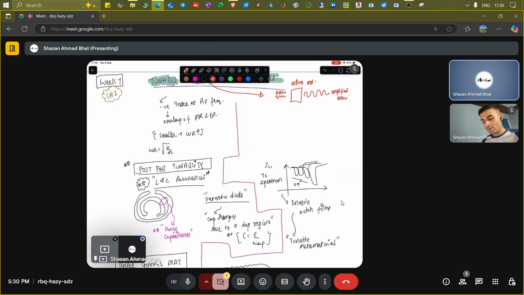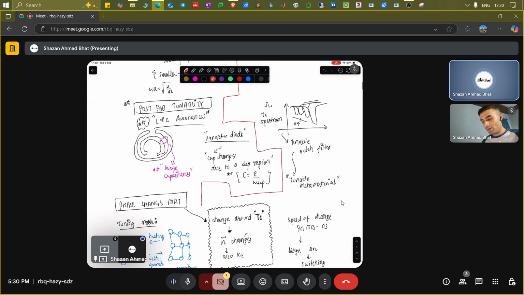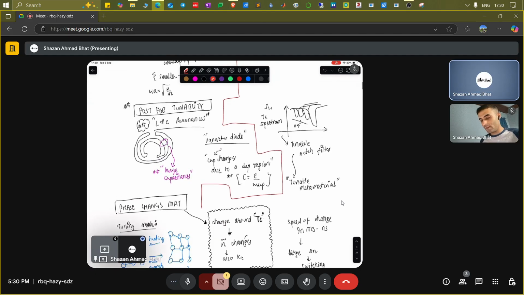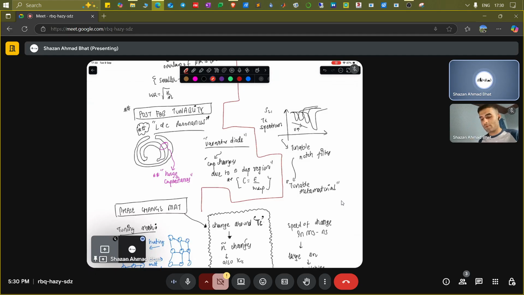Now, what we talk about is mostly the previous concepts, how we create the LC resonances in these. For example, this is a split ring resonator configuration, where you have the capacitances and the inductances, and you have the resonant frequency, which depends upon the capacitance and the inductance. How it depends, we have talked about in the previous sessions.